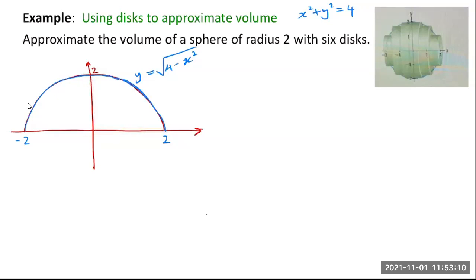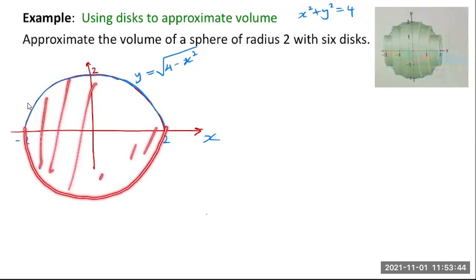Now what I'm going to do is, I'm going to consider this planar region. This is a region on the XY plane. Now I rotate this region around the x-axis. This is my x-axis. If I rotate that region about the x-axis, I'm going to get a sphere, right? Now I'm going to find a way to approximate the volume of that sphere. If you rotate this region again, you get this sphere.